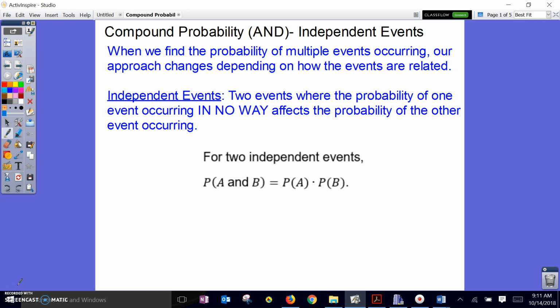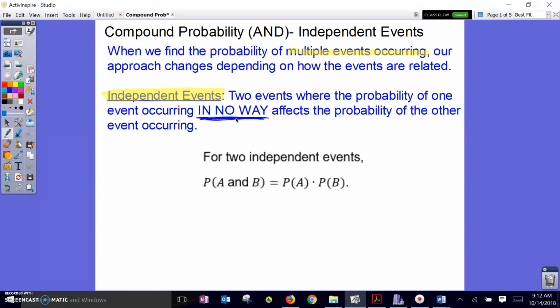So what we're doing is we're finding the probability of multiple events occurring, and we're going to start with a quick definition of what independent events are, because you need to understand the difference between those and dependent events. Independent events are two events where the probability of one event occurring in no way affects the probability of the other event occurring. Suppose I roll a die and I flip a coin. What I roll on the die has absolutely no impact on what I flip on the coin, so those two events are independent of one another.